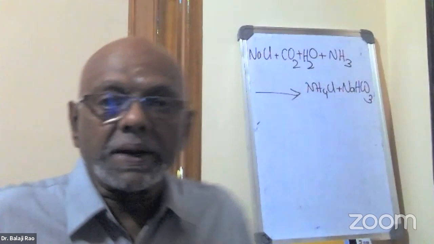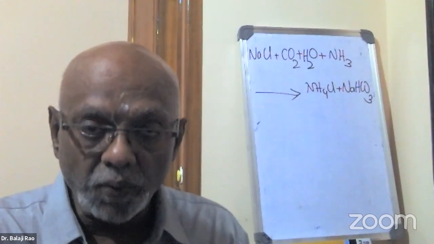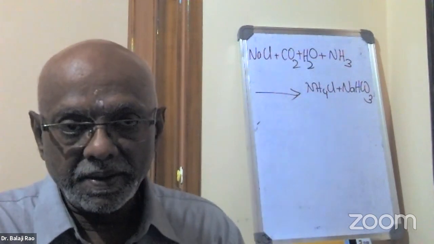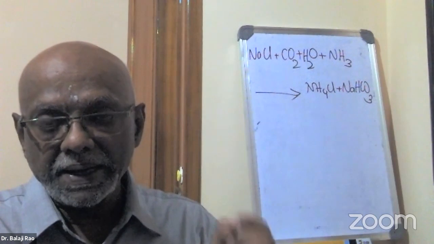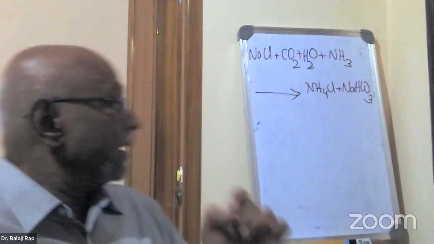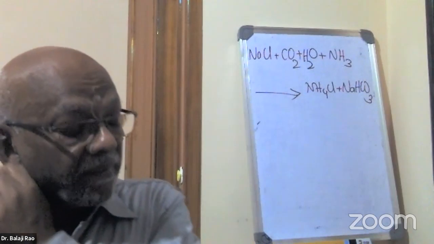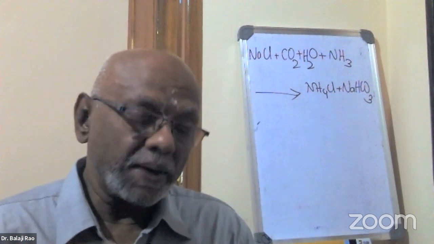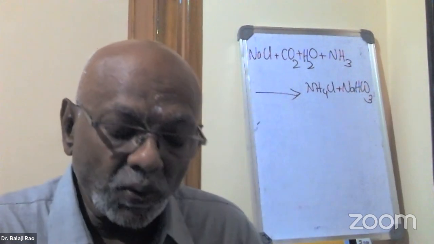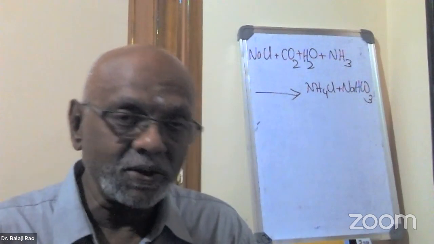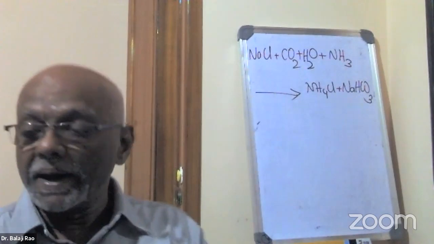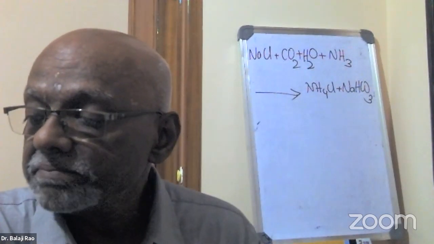Now, both ammonium chloride and sodium bicarbonate are soluble in water, but when we cool this mixture, the sodium bicarbonate is less soluble than ammonium chloride, and therefore sodium bicarbonate comes out as a precipitate. Ammonium chloride is highly soluble in water. Even at a low temperature, ammonium chloride remains in solution, so sodium bicarbonate precipitates out. This is taken out, filtered and used.